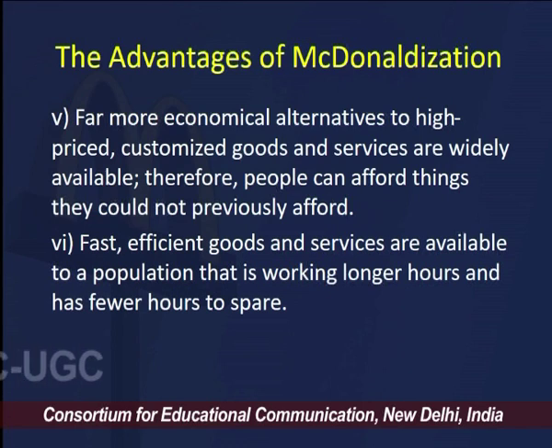The sixth advantage is that fast, efficient goods and services are available to a population that is working longer hours and has fewer hours to spare. Now, if they offer the advantage of delivering your food or any other item instantly, that means someone is working 24/7. So working hours have increased in order to ensure that consumers are able to consume instantly.